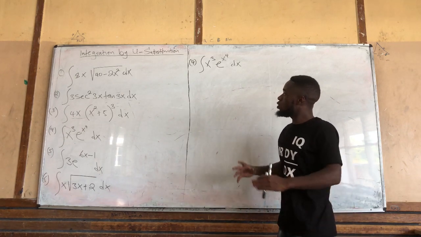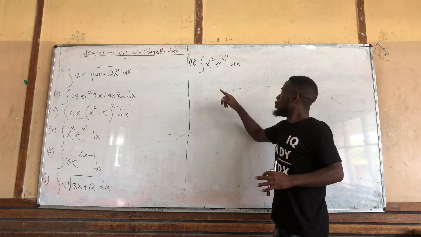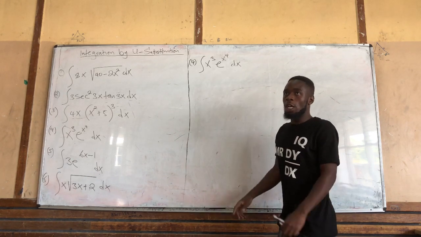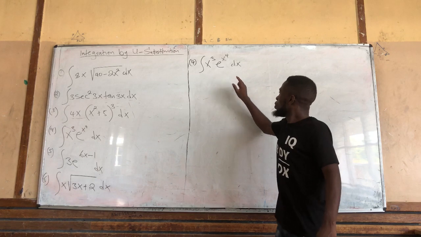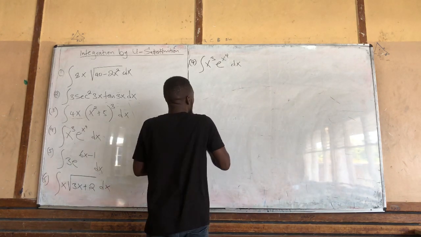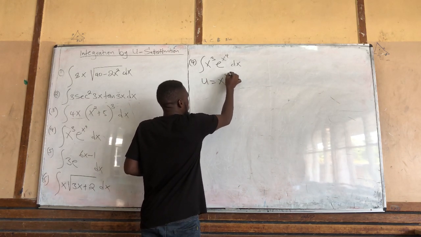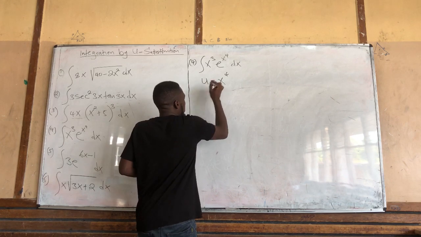But we know that the main goal of u-substitution is to cancel at a certain point. So meaning at a certain point, we need to cancel this x to the power 3 here. So what do we do here? What if we let u be equal to x to the power 4 here?